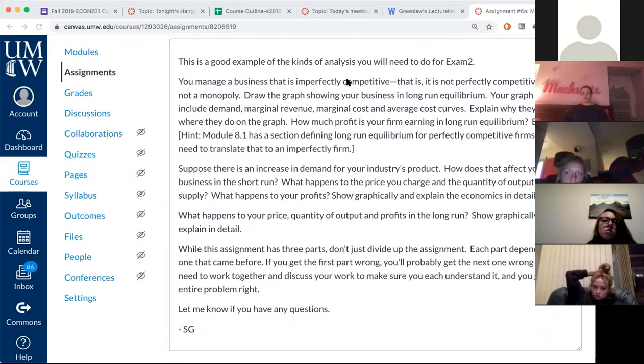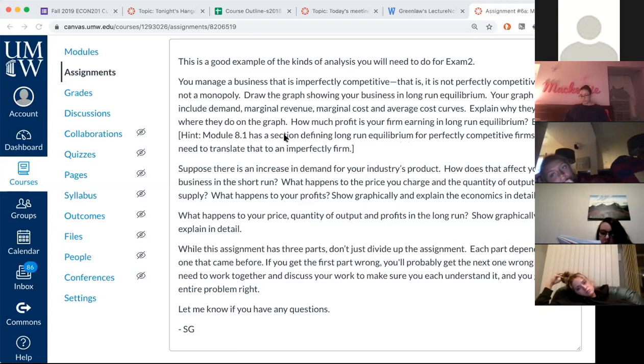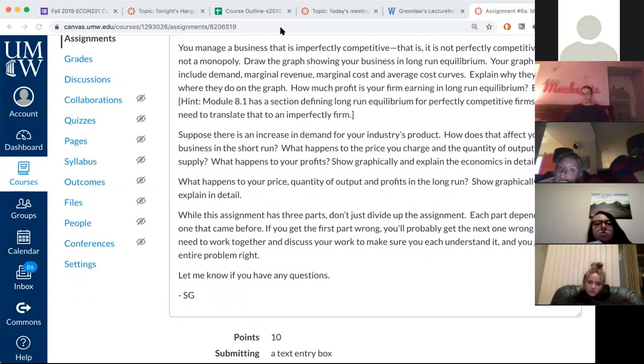So you manage a business that is imperfectly competitive, just like the one that we were drawing tonight. Start the story by drawing your business in long-run equilibrium. Okay, in other words, I want to see demand, I want to see marginal revenue, I want to see marginal cost, and I want to see average cost. Long-run equilibrium is defined in detail in module 8.1. Looking at perfectly competitive firms, what you need to do is take what's in module 8.1 and translate it to work for an imperfectly competitive firm. Okay, so that's the first part of the problem.